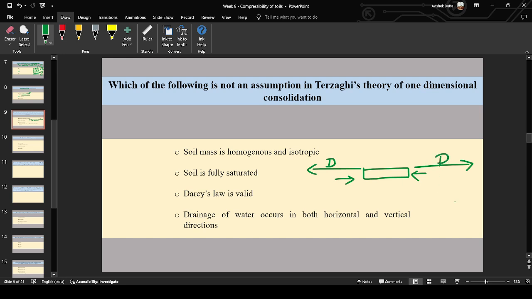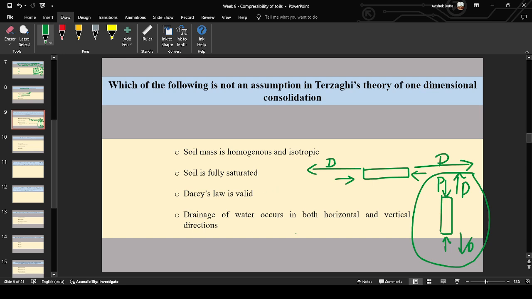Again, similarly, if this is the soil sample, vertical, and this is the loading like this or like this, drainage will occur in this direction or this direction or both. Generally this is the scenario shown in laboratory testing and in the field. The load is applied vertically, hence we say that the loading is vertical and the drainage of water occurs in vertical direction only.